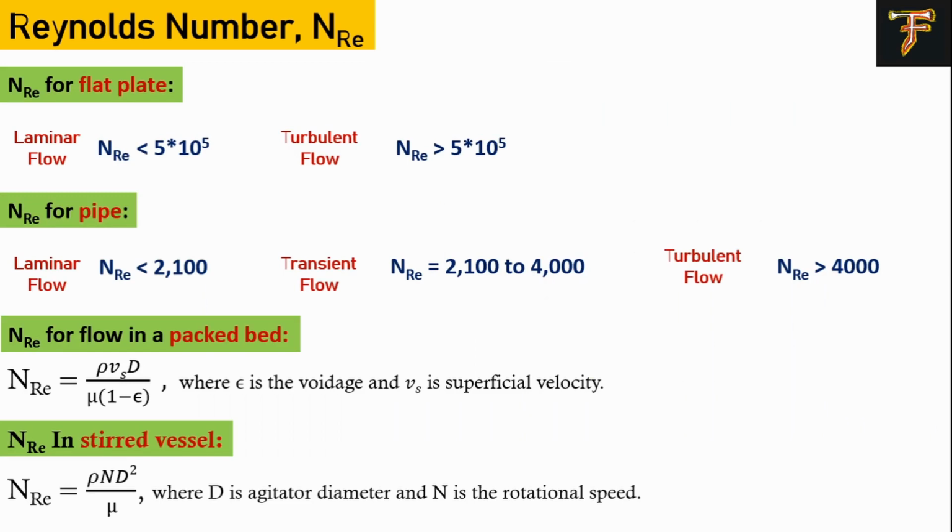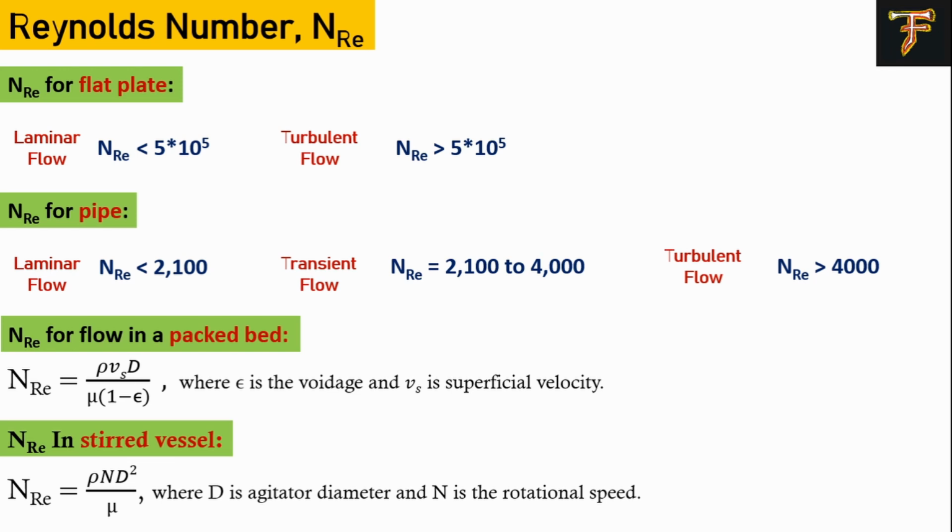Here we have some standard values of the Reynolds number, and for the flat plate the critical Reynolds number is 5 into 10 raised to power 5. So below that value the laminar flow will be there, and above that value is the turbulent flow. In the pipe, the Reynolds number should be less than 2100 for the laminar flow, and it should be more than 4000 for the turbulent flow.